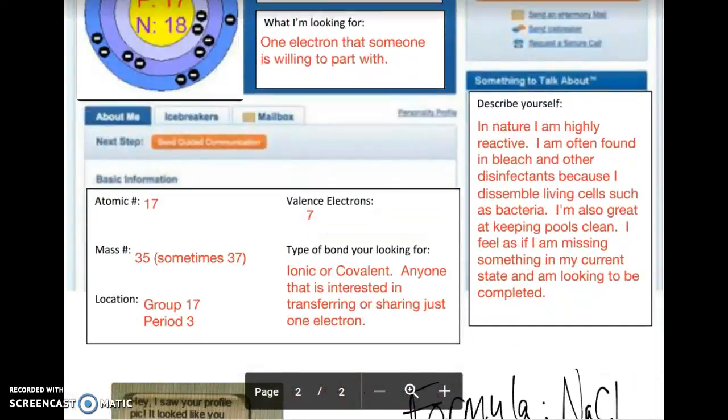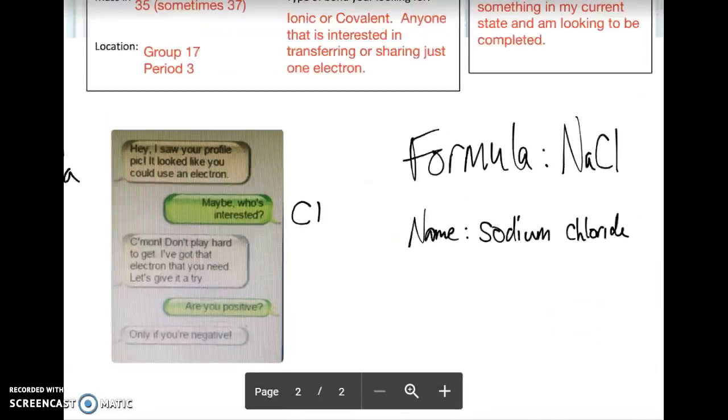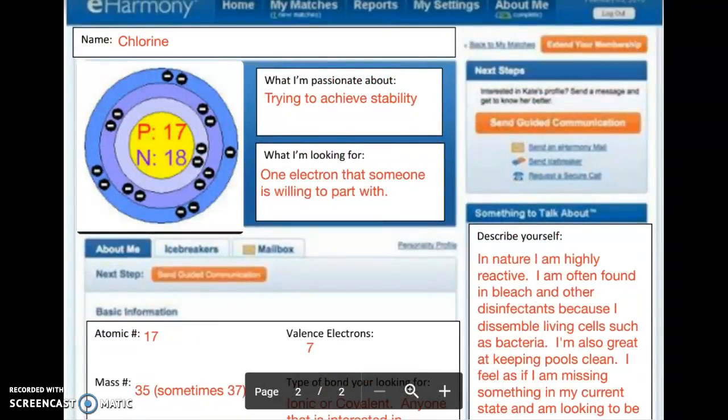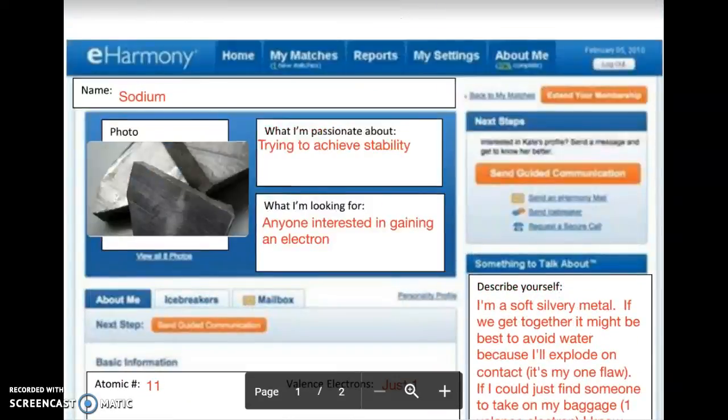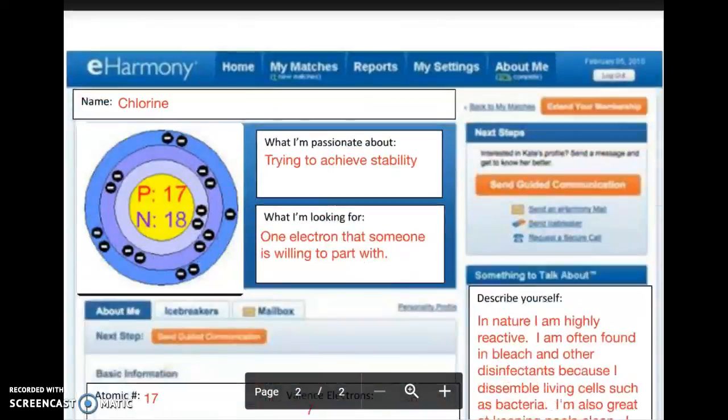All right, and then I did chlorine. I hooked up chlorine. So here's the text message. I did the exact same thing here. I'm not going to go through all this again. I took a picture of a chlorine atom. You can do a shell model like I did there. You could find what it actually looks like up here, like sodium. That's the metal that it looks like.